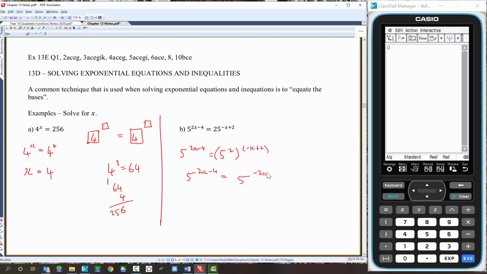Negative 2x plus 4. And now, because the bases are the same, I'm going to equate the powers. 2x take 4 equals negative 2x plus 4. All right, I've got 4x equals 8, x equals 2.